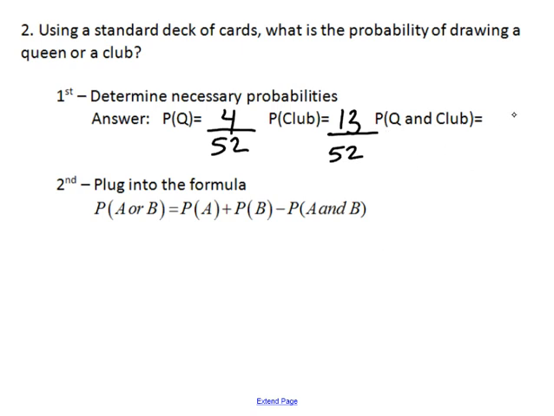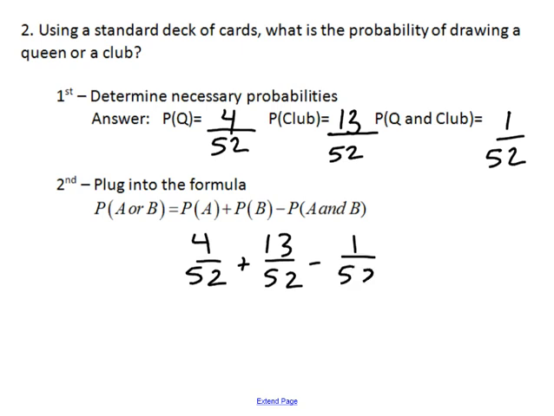Queen and clubs, there's only one card that has a queen on it and is also a club. So when we plug these into our formula, we would have 4/52 plus 13/52 minus 1/52. That's 17 minus 1 is 16/52. And that's just fine for an answer. If you divide everything through by 4, you get 4/13 though. And that's also a nice answer.